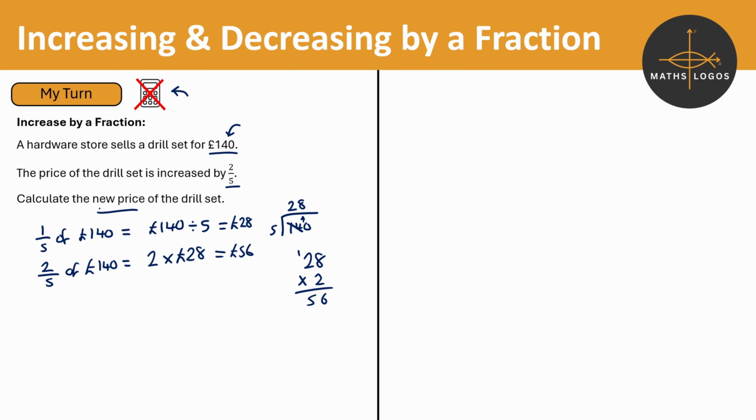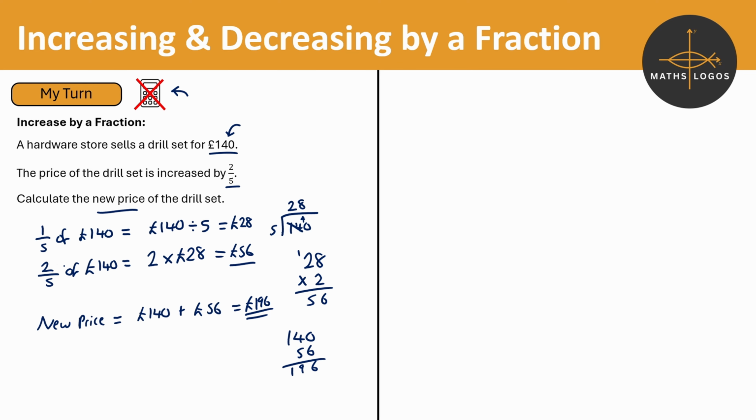Let's go back and make sure we're answering the question. Calculate the new price of the drill set. Well, the drill set was increased by 2/5, in other words, it was increased by £56. To work out the new price, I'm going to take 140 and add on 56. So we'll say the new price is equal to what it was before, add on the increase, like this. Set that up off to the side, 140, add on my 56. 6 and 0 is 6. 5 and 4 is 9, and I've got a 1. So the new price is £196.